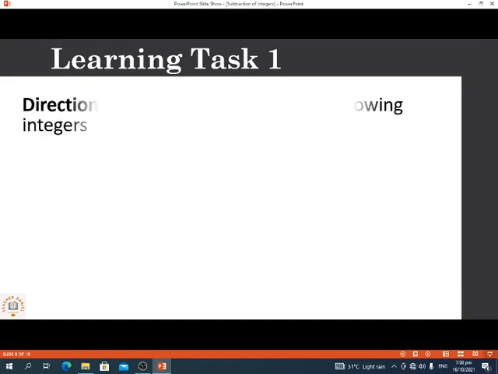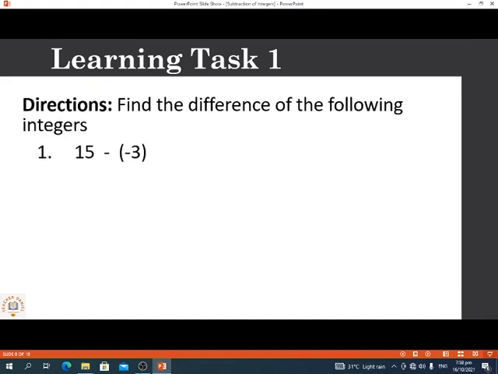Learning task number 1. Find the difference of the following integers. Number 1, 15 minus negative 3. What is your answer? Very good. The answer is positive 18. Number 2, negative 20 minus negative 8 equals blank. Very good. The answer is negative 12.